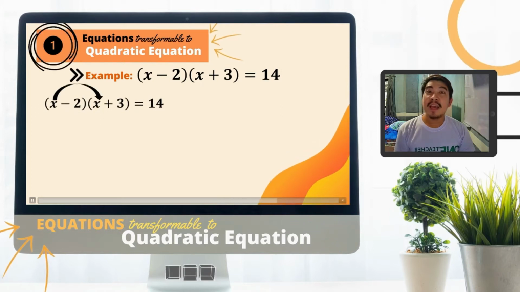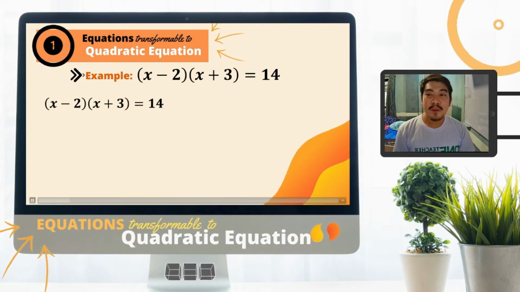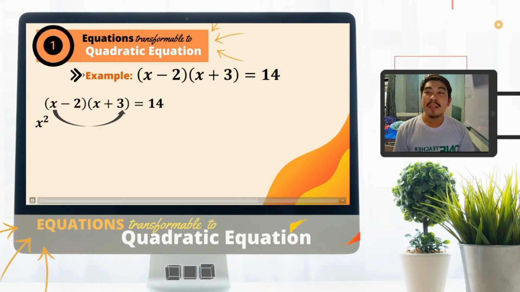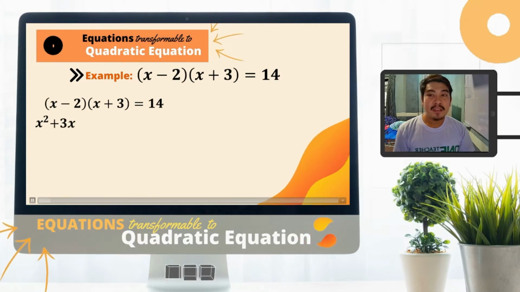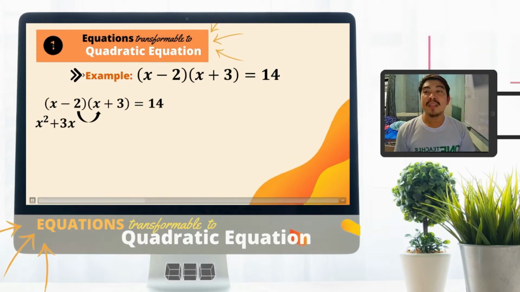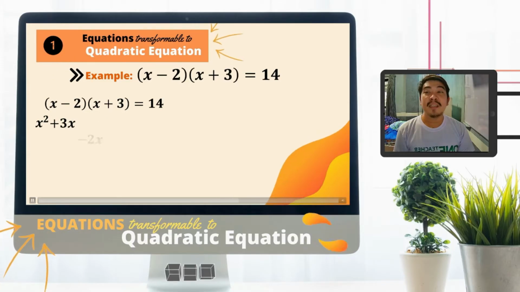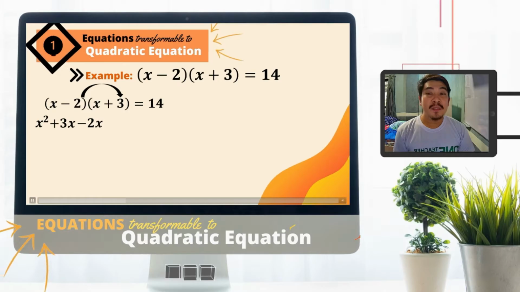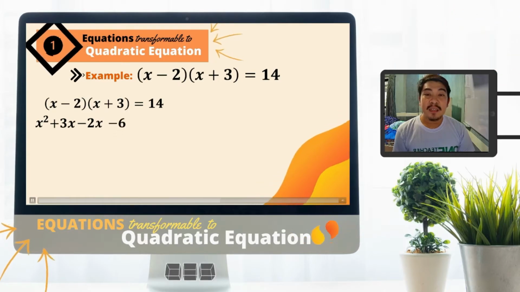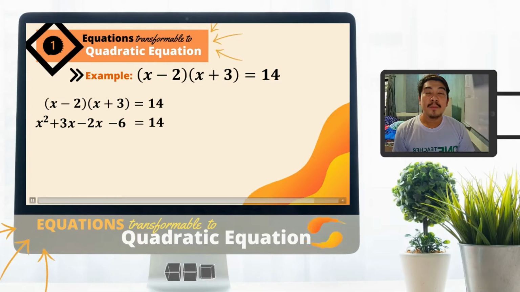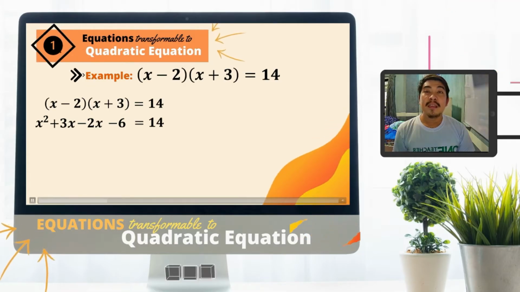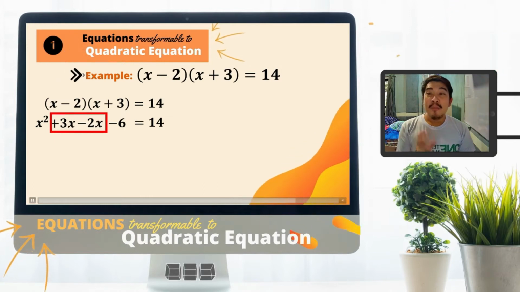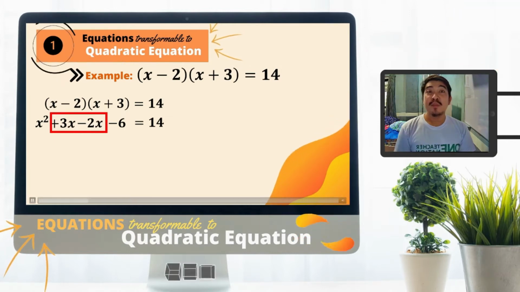Okay, so the first terms, x times x, will give us x squared. And then the outer terms, x times positive 3, will now give us positive 3x. And then for the inner terms, negative 2 times x, that will give us negative 2x. And then for the last terms, negative 2 times positive 3, which is negative 6. And they are equal to 14. If we can see, pwede nating i-combine si positive 3x at si negative 2x.